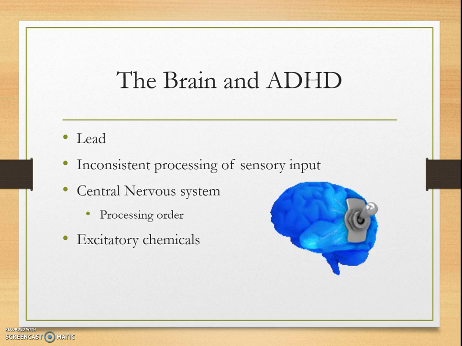The brain and ADHD. While ADHD can be caused by toxins such as lead, it is usually caused by inconsistent processing of sensory input from the central nervous system. What happens is the sensory input goes through the central nervous system, and the order in which it is processed is mixed up. There are also many more excitatory chemicals throughout the brain of a person with ADHD.